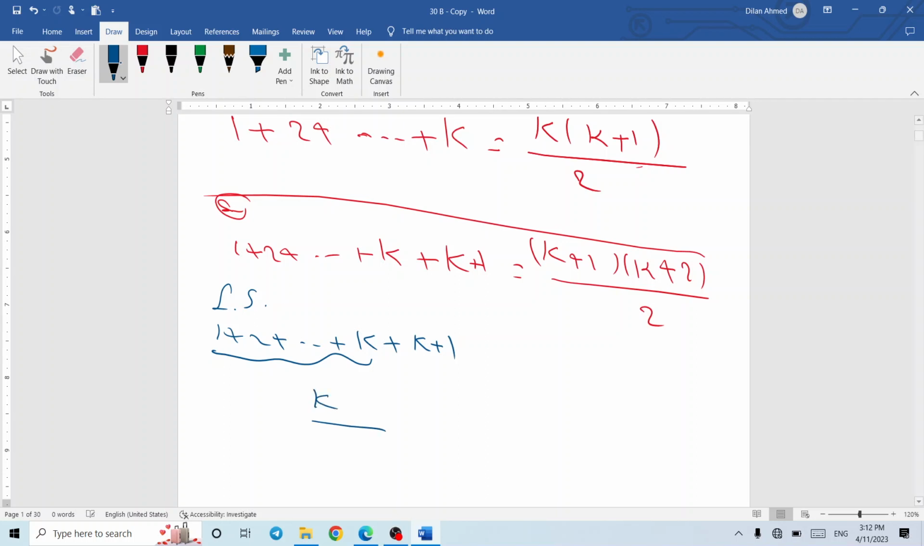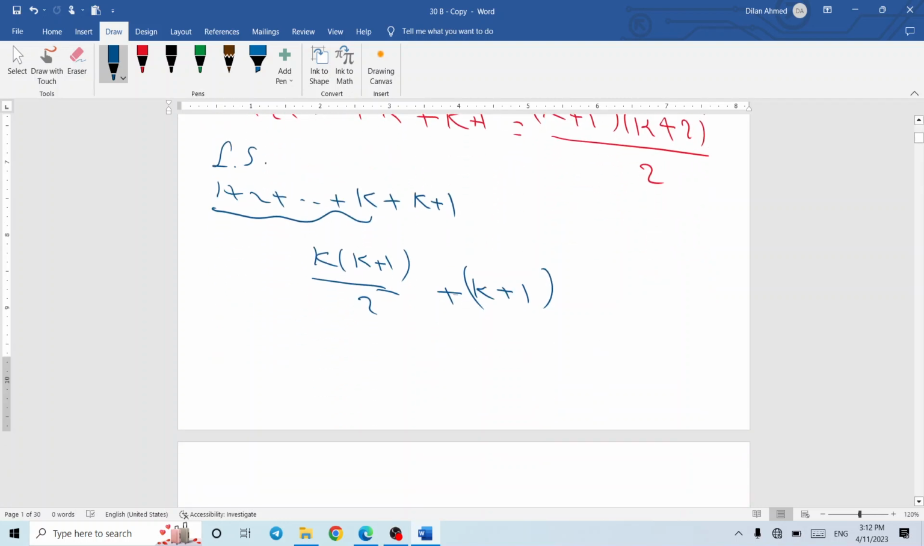I say I have k times k plus 1 over 2. Am I right? Because we say let that one be true. From the second step, I get that one, now plus k plus 1. Am I right? Any question? Easy. Do you understand?